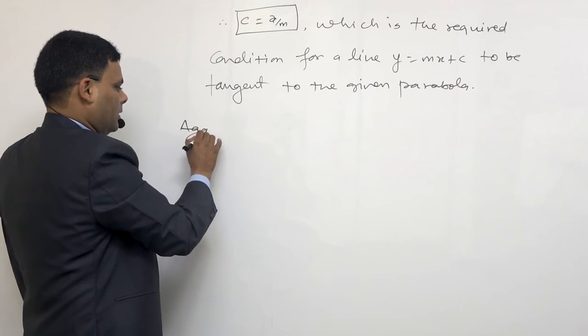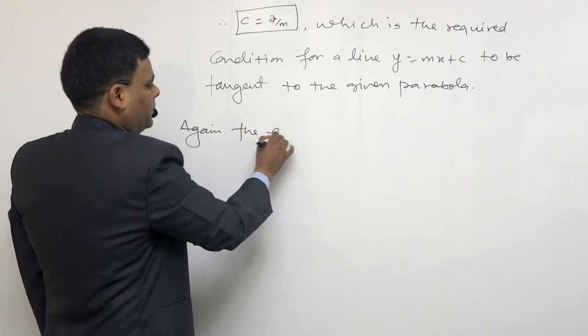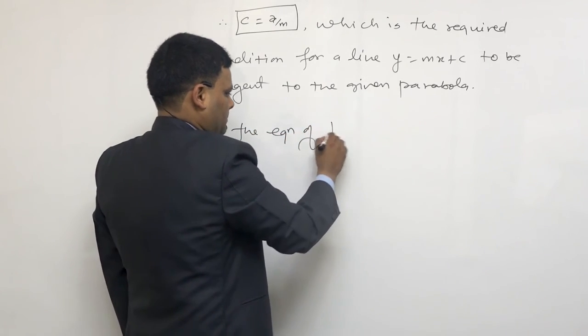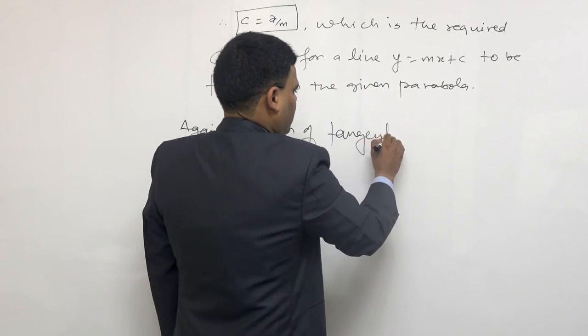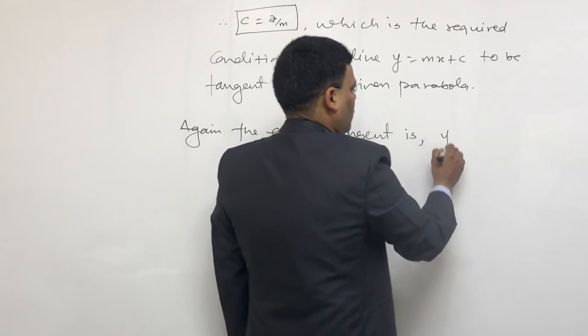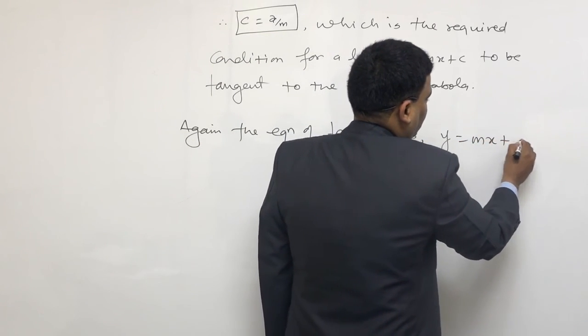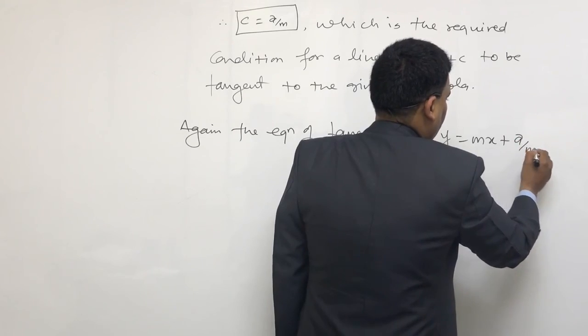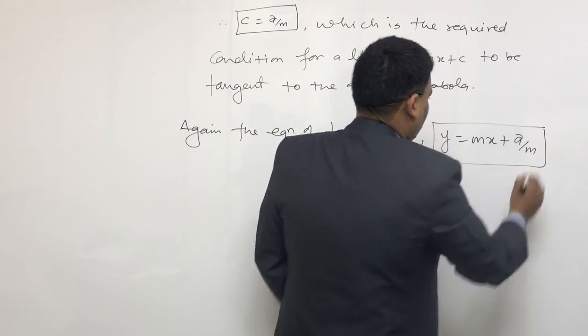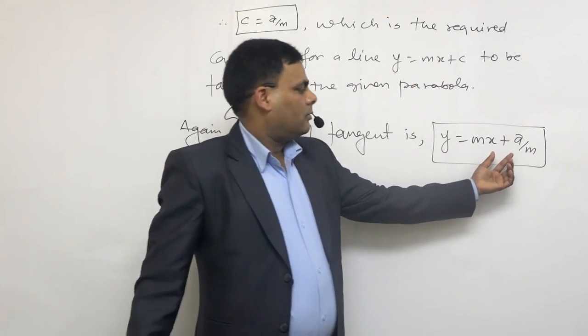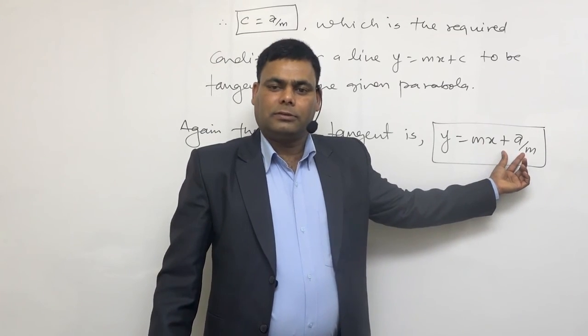Again, the equation of tangent is y equals mx plus a by m. C को ठाउँमा a by m राख्यौं भने we get the required equation of tangent to this parabola.